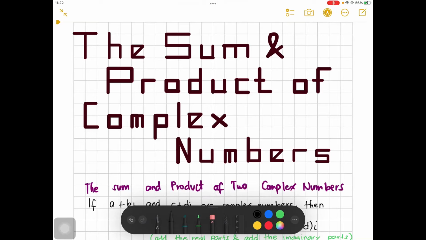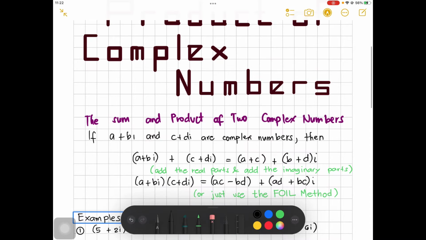The sum and product of complex numbers. If a plus bi and c plus di are complex numbers, then their sum is (a plus c) plus (b plus d)i. Just add the real parts and add the imaginary parts. Their product is ac minus bd, this is the real part, plus (ad plus bc) multiplied to i. Or, to get their product, just use the FOIL method.